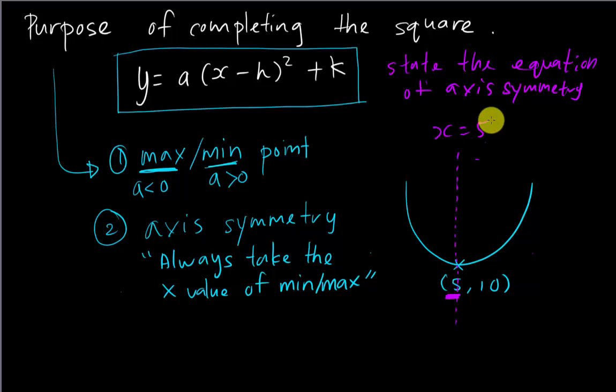If I change my values to, just a random one, (negative 3, 7), this is my minimum coordinate. So what is my axis of symmetry? If my x value changes to negative 3, the equation is x equals negative 3. You always follow the x value.